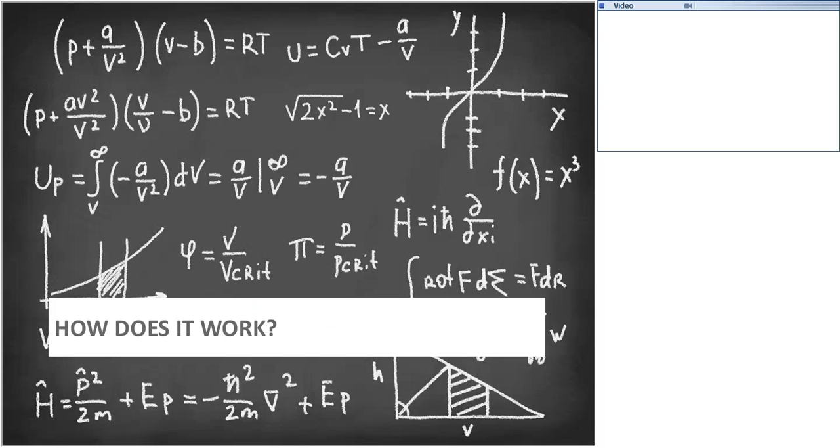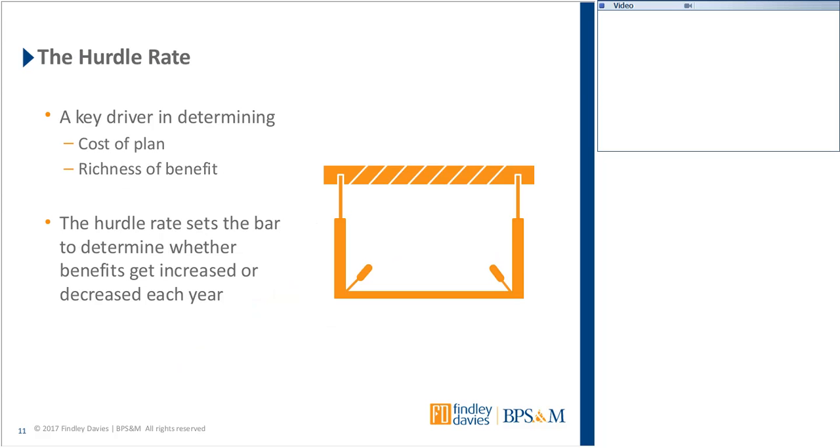So that's looking at a high level of the risk sharing of how the variable benefit plan works. So now we're going to get into a little bit more detail, more into the weeds, as to how we accomplish what we're talking about in this risk sharing. The key concept when we're looking at the variable benefit plan is determining this hurdle rate. This hurdle rate is a key driver in determining both the cost of the plan and the richness of the benefit. And that hurdle rate becomes the bar, the standard by which we determine whether benefits are increased or decreased every year with the asset return.